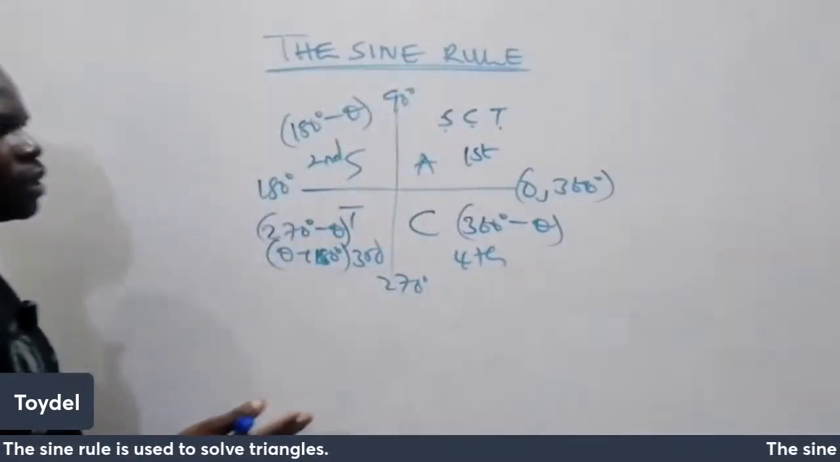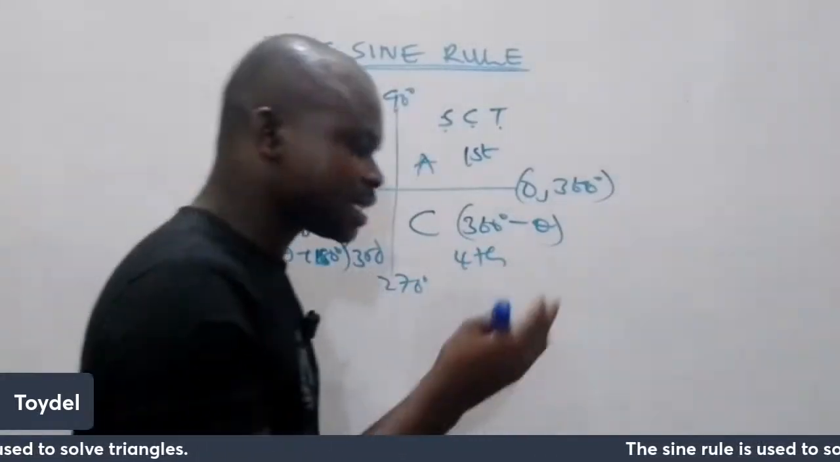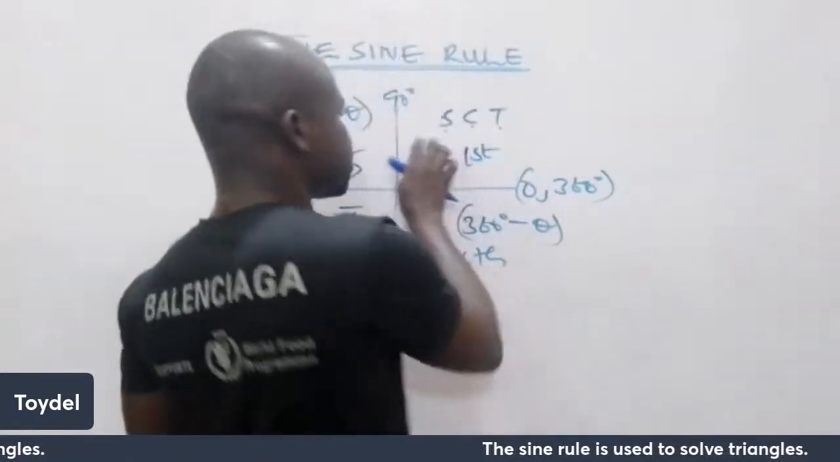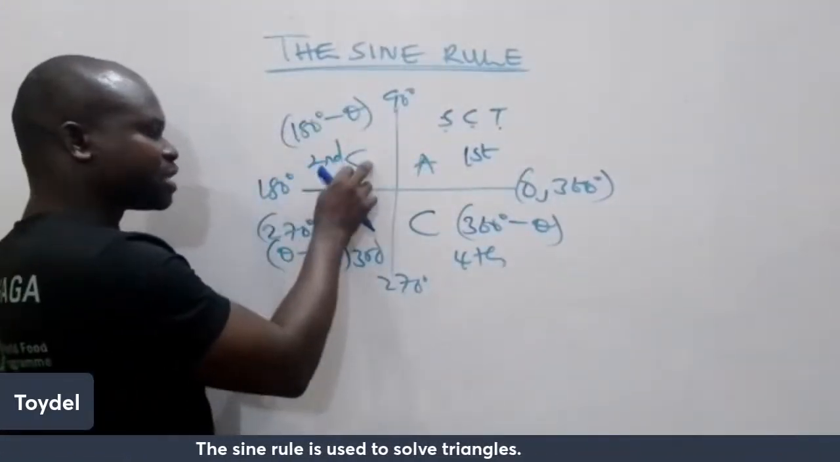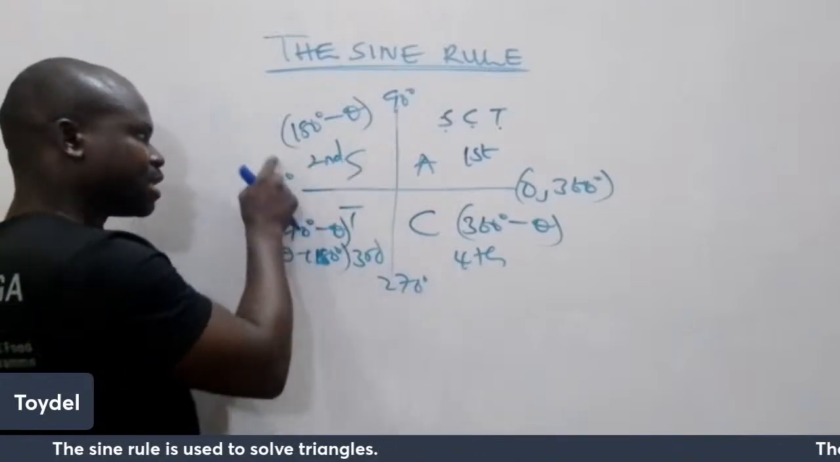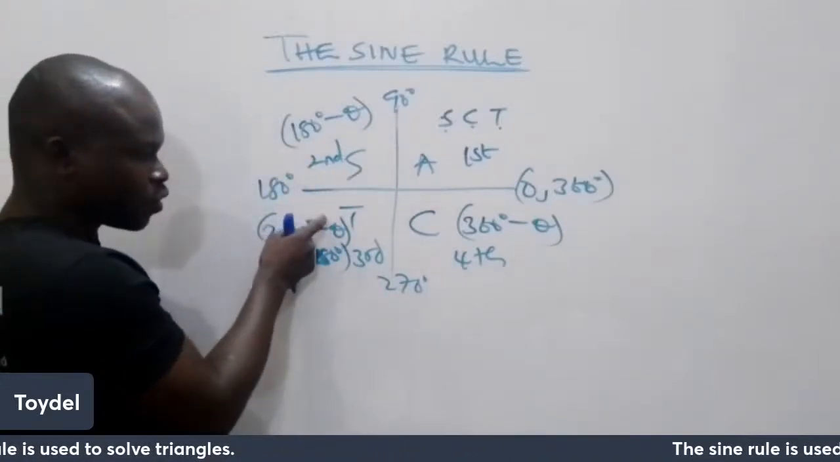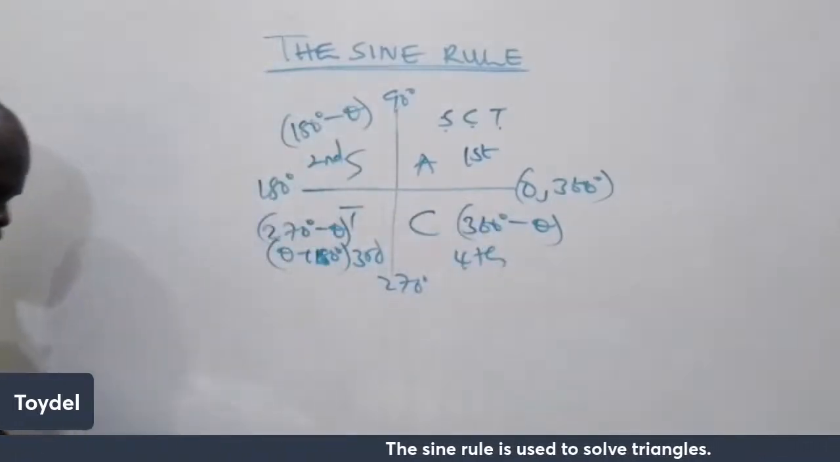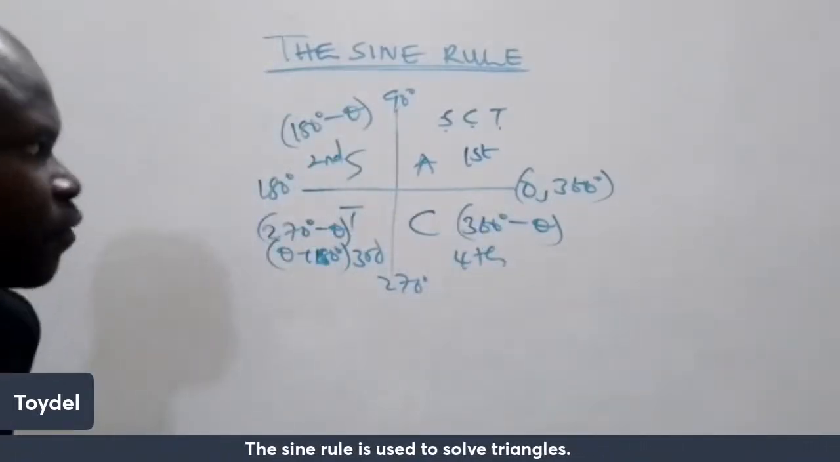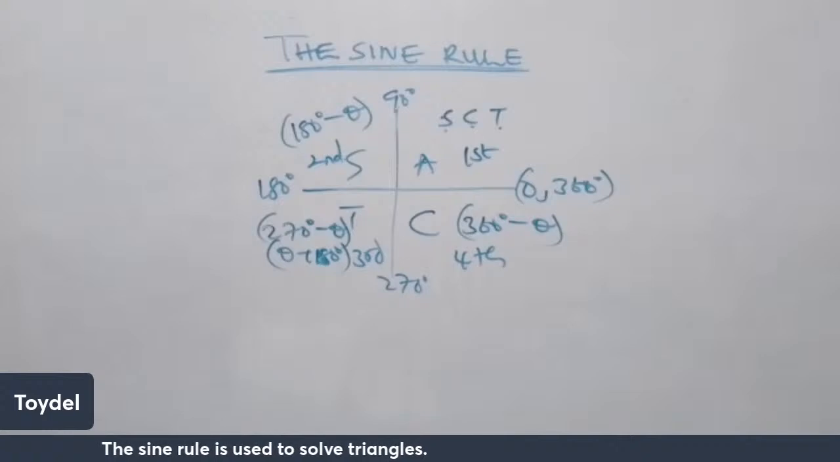So we should note that between 0 and 90 degrees, sine, cosine and tangent of an angle are positive. Between 90 and 180, it is only sine of that angle that is positive. Cosine and tangent are actually negative. In the third quadrant, only tan is positive. Then in the last quadrant, it is only cos that is positive. So we are going to see the implication.